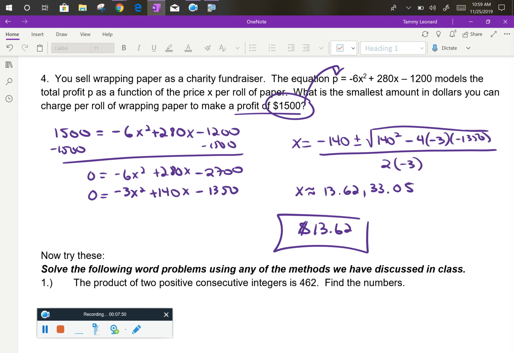Are we okay? It's still some pretty pricey wrapping paper. That's fundraiser wrapping paper prices. It's always totally more than it needs to be. Everybody good? All right.